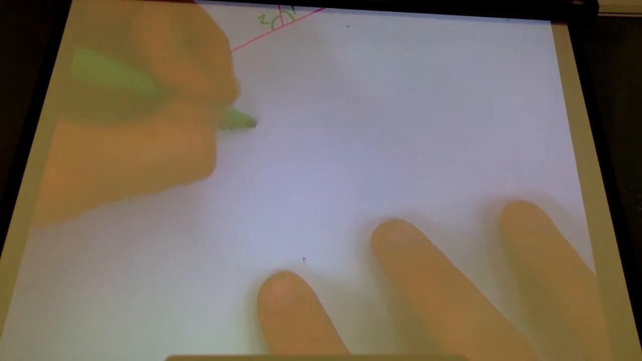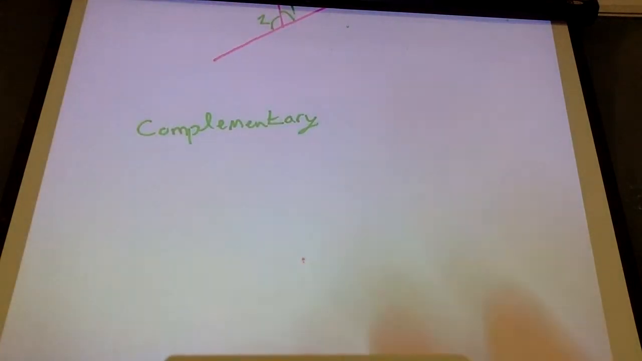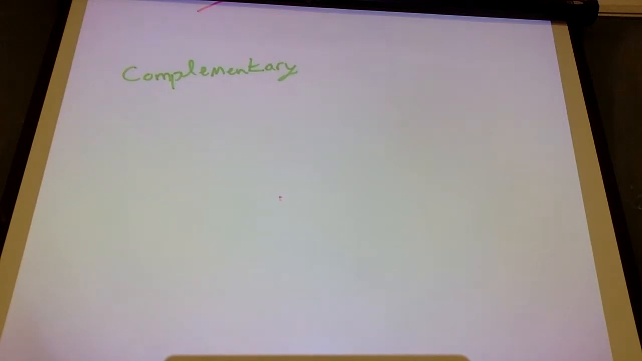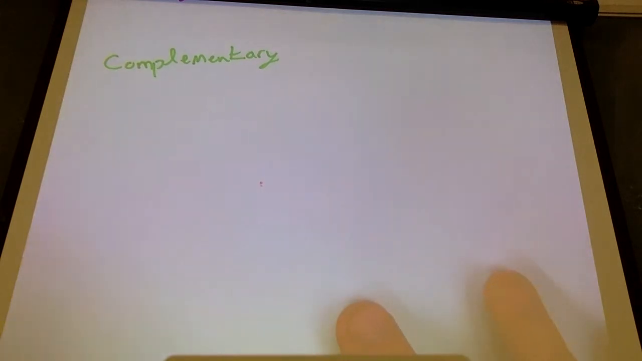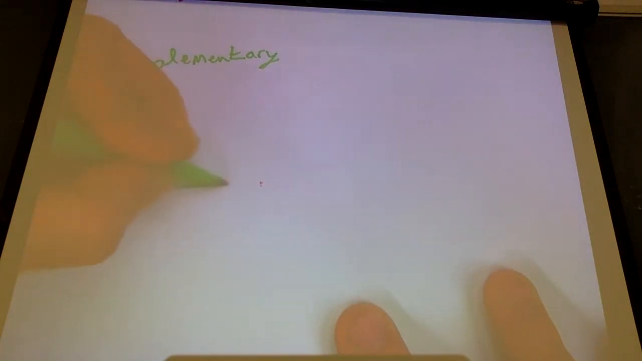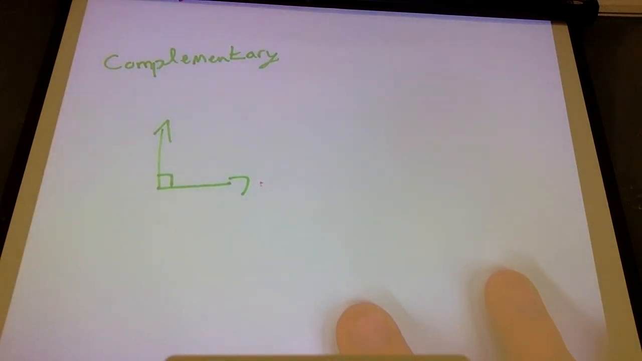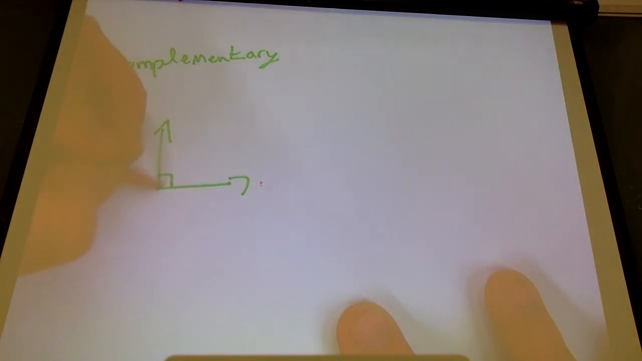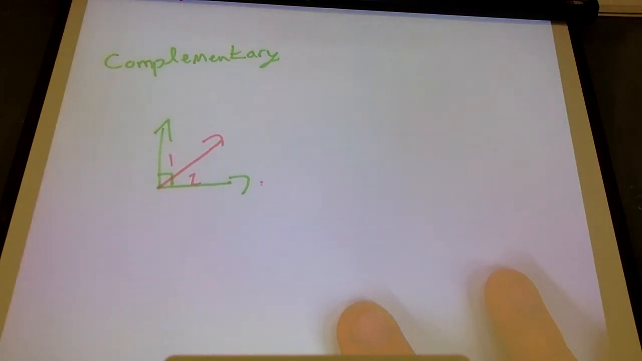complementary. So, the word complementary. Complementary angles are angles such that they add up to 90 degrees. So, if I have a 90-degree angle right here, an example of two complementary angles are if I just take a ray and cut it right through here. Well, now I have angle 1 and angle 2. Both of these add up to make a right angle, so I can say that 1 and 2 are complementary to each other.